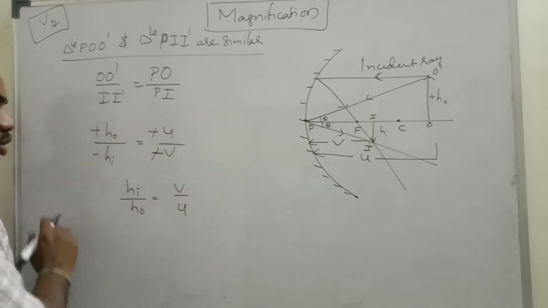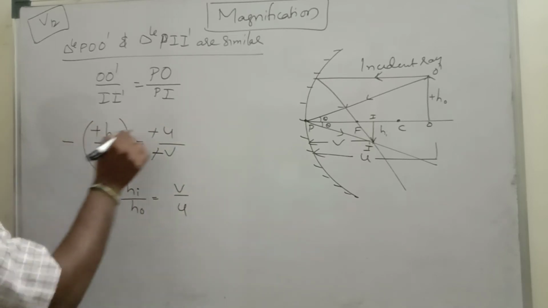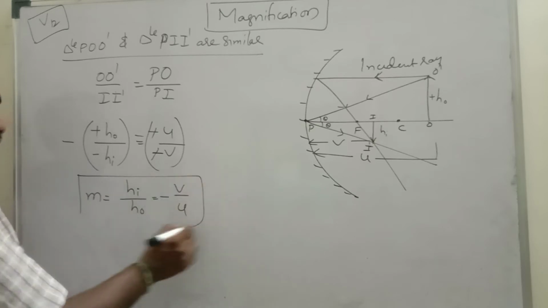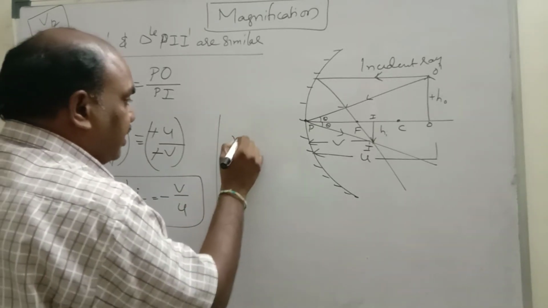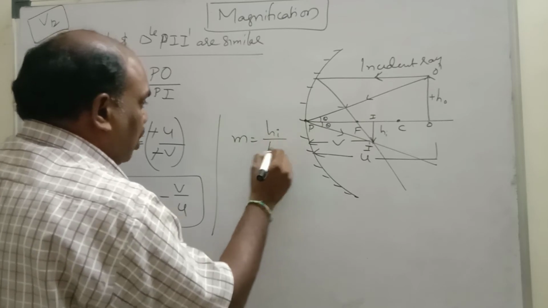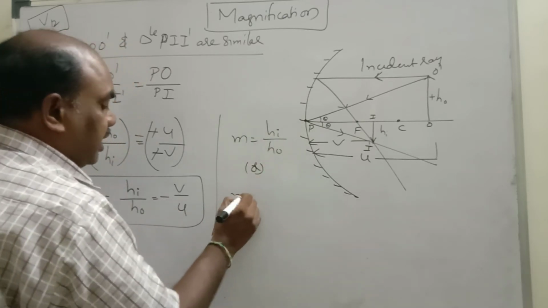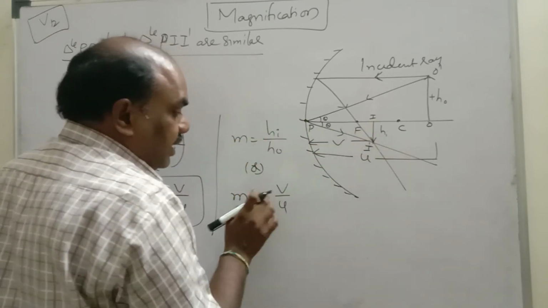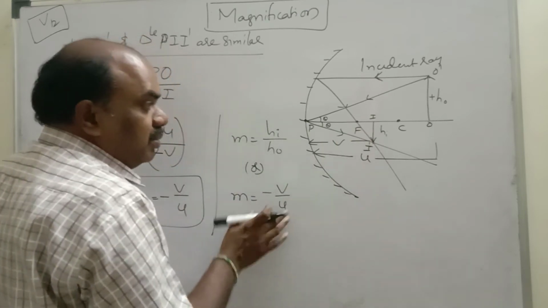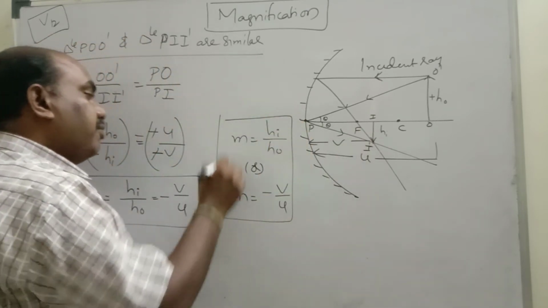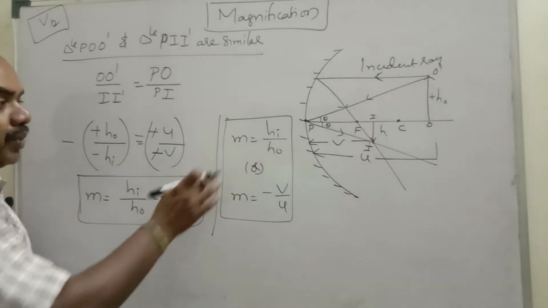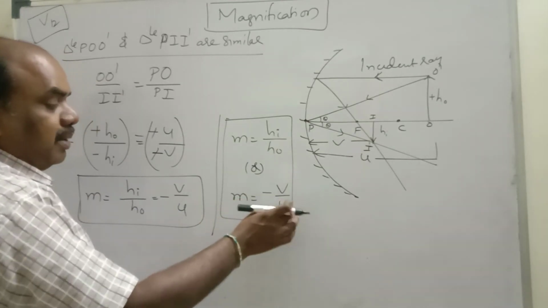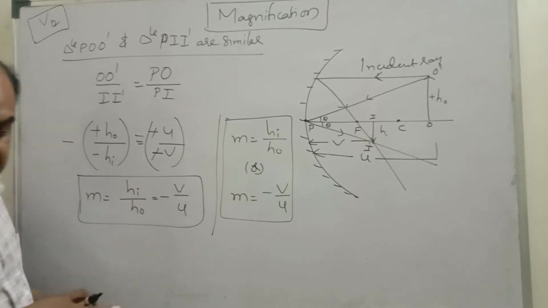If you reverse this side, you have to reverse that side also. If you multiply both sides with minus, minus comes to this side. This is the magnification formula. You can split this formula into two parts. Magnification is equal to height of the image by height of the object. Second formula, magnification is equal to minus V by U, that is, image distance by object distance. These two formulas, any formula you can use for magnification. This we will write in words.